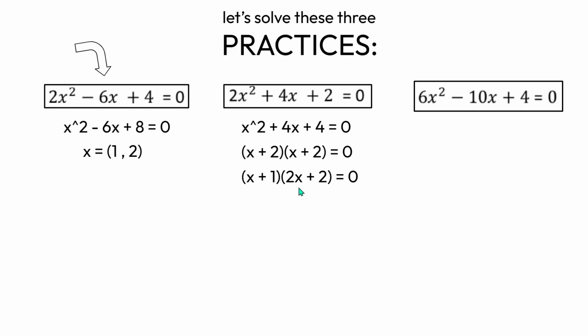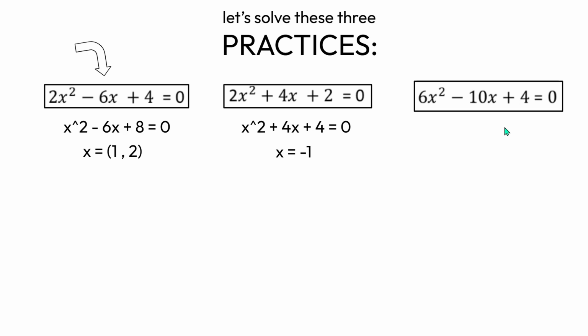Now, either one has to equal 0, so either x plus 1 equals 0 or 2x plus 2 equals 0. Here, we can subtract 1 from both sides to get x equals negative 1. And here we can subtract 2 from both sides to get 2x equals negative 2 and x equals negative 1. Now here we can see that both of these are negative 1. So instead of having two solutions, we're actually going to have only one solution. x equals negative 1. We're done.